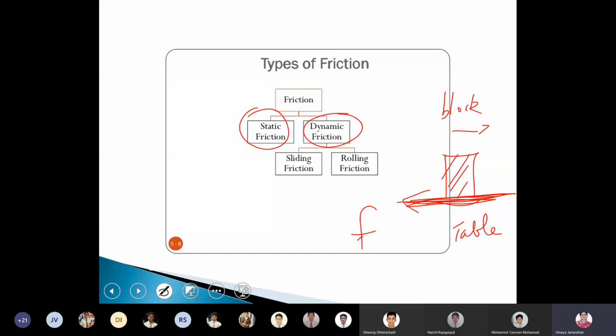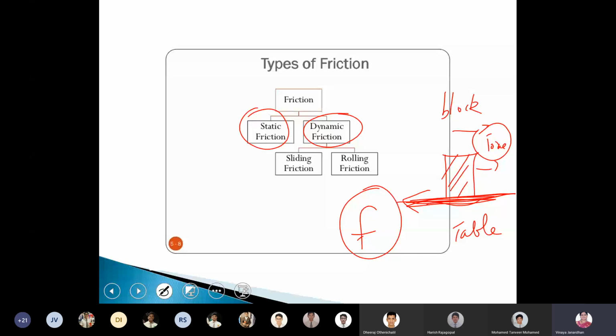Now, static friction is the frictional force when, suppose you apply a force to move a block, you're pulling the block, and the block is not moving even though you have applied a force. This means there is an equal amount of force acting in the opposite direction, so the applied force gets cancelled off. The body is still at rest. This is what we call static friction.